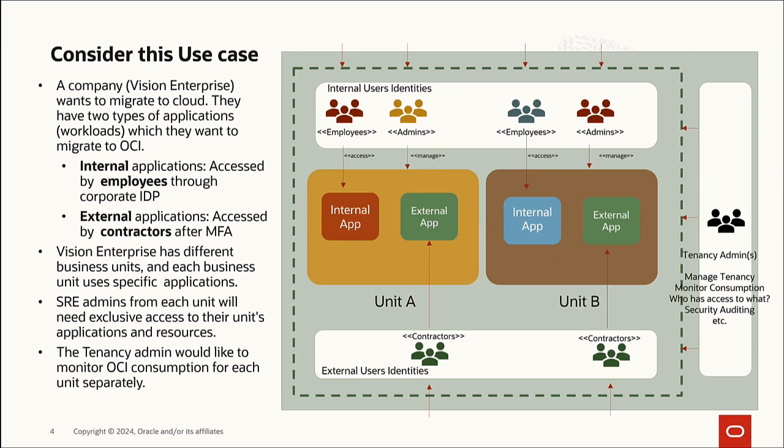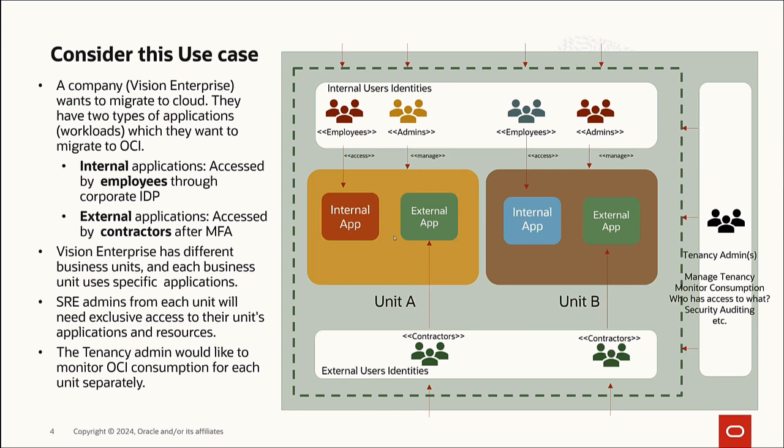Now, in addition to that, Vision Enterprise also has multiple units internally. So it's an enterprise, or could be an enterprise, with multiple organizations, so we want some kind of means of segregation. They have Unit A with their own set of applications and another Unit B with their own set of applications. Now, if you look at these applications, like we mentioned, we have internal applications and external applications. Each unit has a number of these applications, both for internal and external users.